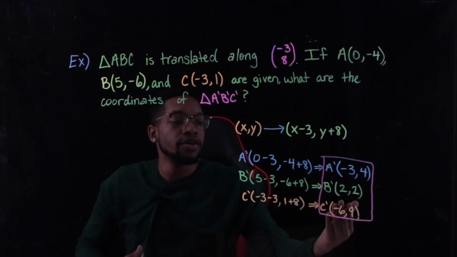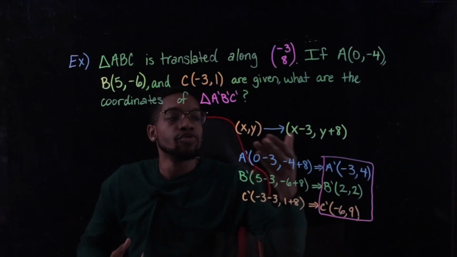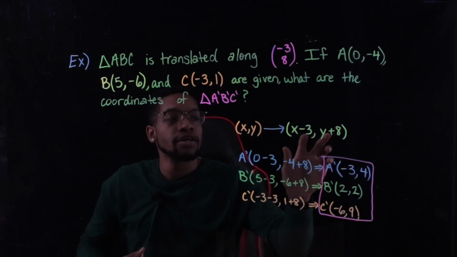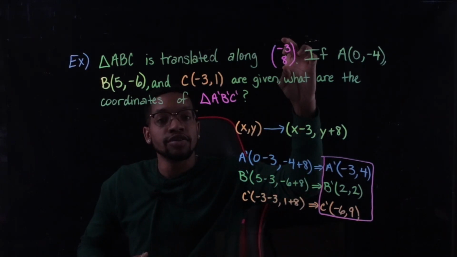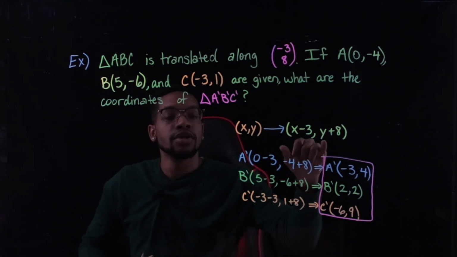So basically that's all you got to do. Get you a rule and then just add or subtract whatever numbers come from the vector, add or subtract those from the X coordinate and the Y coordinate.